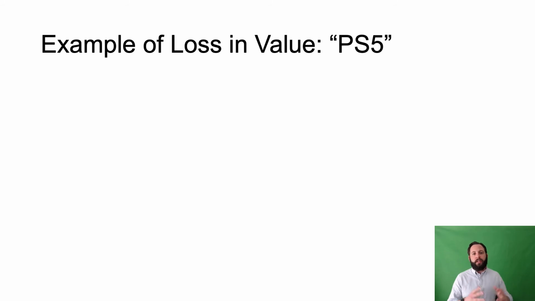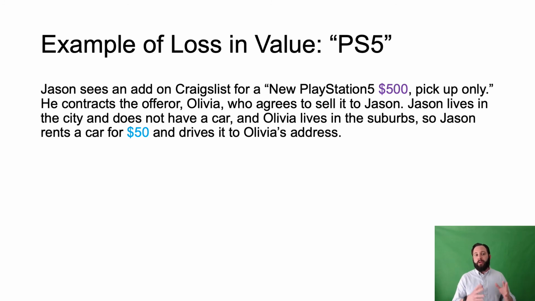Let's look at a slightly more complicated example, and this one's about a PlayStation 5. Jason sees an ad on Craigslist for a new PlayStation 5 for $500, pickup only. He contacts the offerer, Olivia, who agrees to sell it to Jason. Jason lives in the city and he doesn't have a car, and Olivia lives in the suburbs, so Jason rents a car for $50 and drives it to Olivia's address.